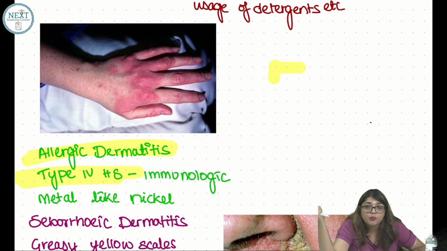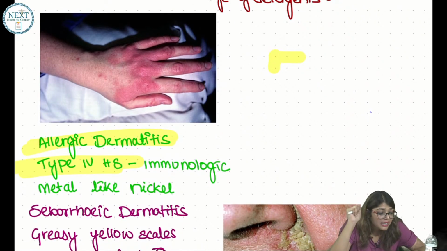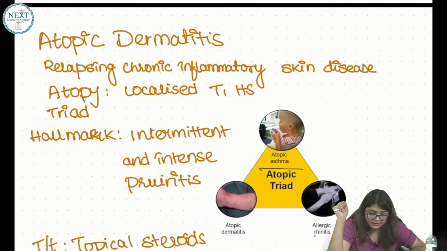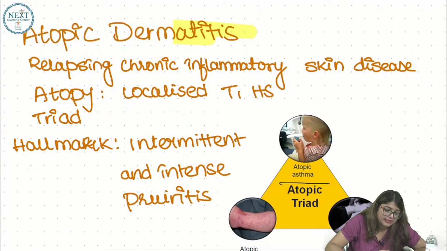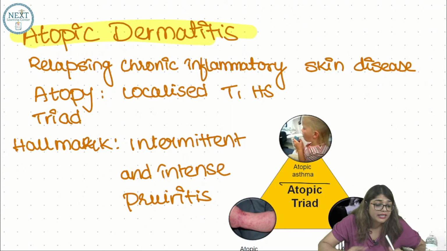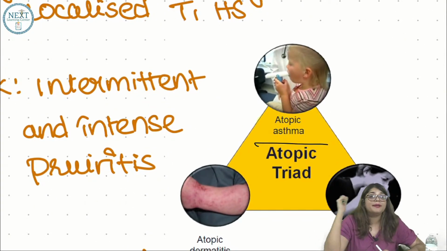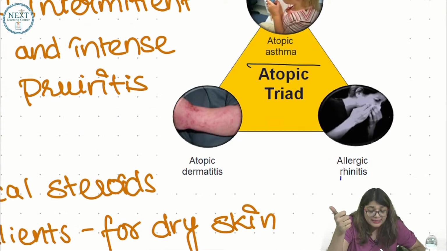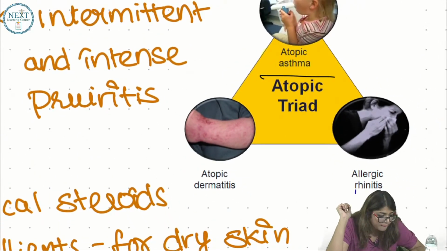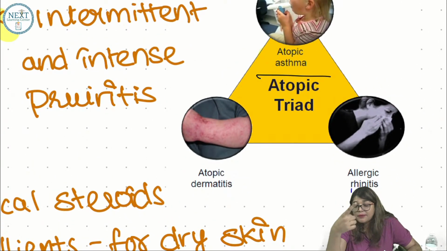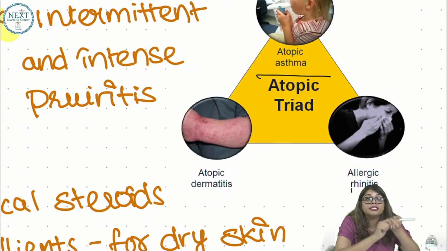Then what is type 1 hypersensitivity? Look at this. Atopic dermatitis is type 1 hypersensitivity, and it comes with a triad. You have atopic asthma, atopic rhinitis, and atopic dermatitis. So atopic dermatitis is type 1. If they ever ask you allergic or contact dermatitis, it is type 4.